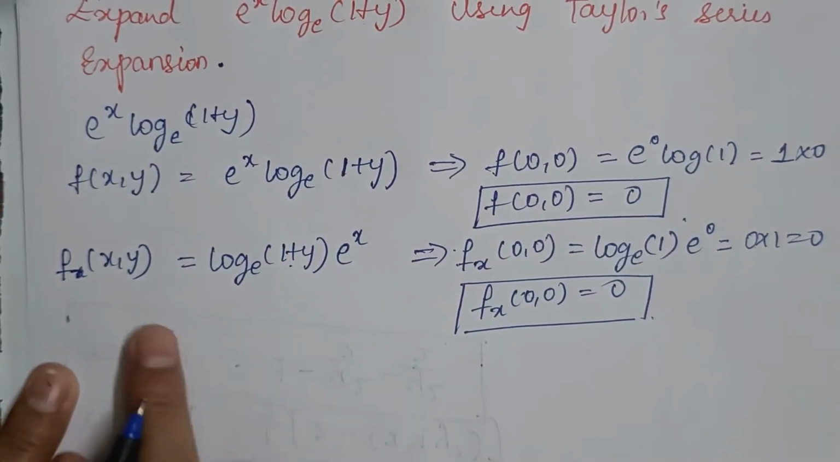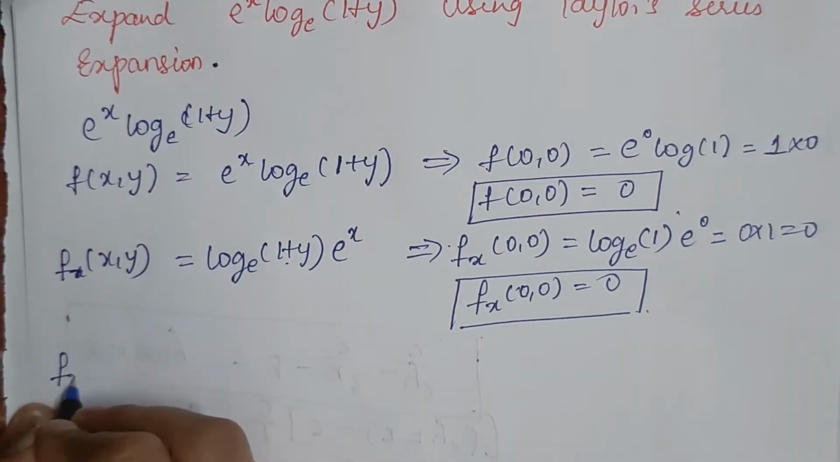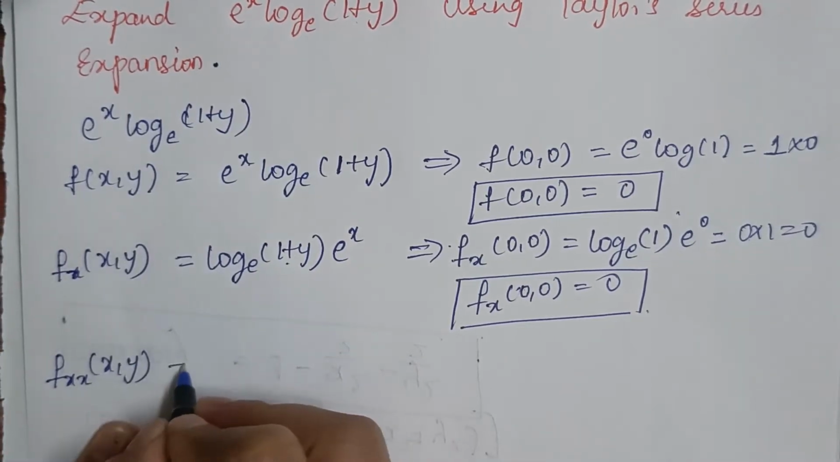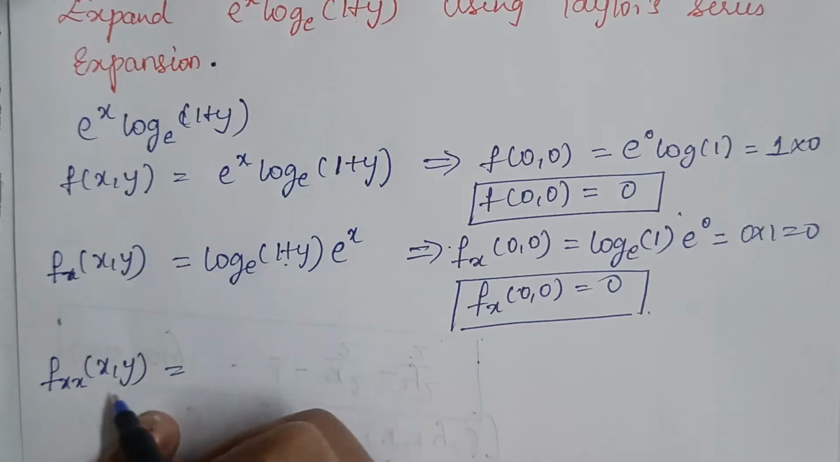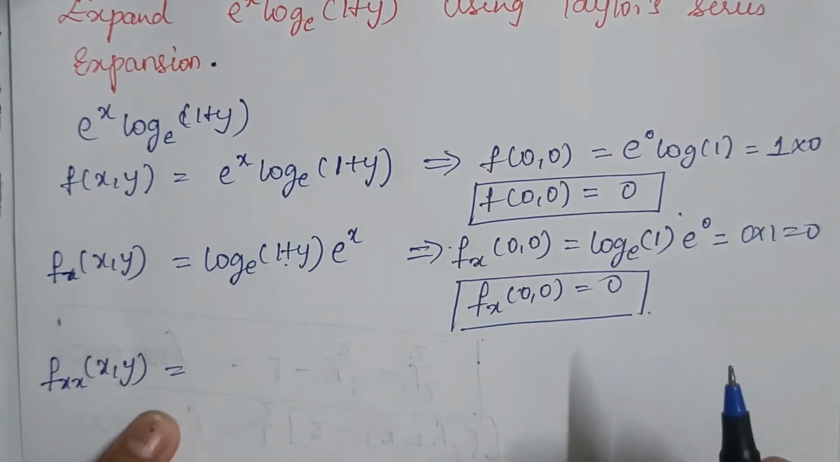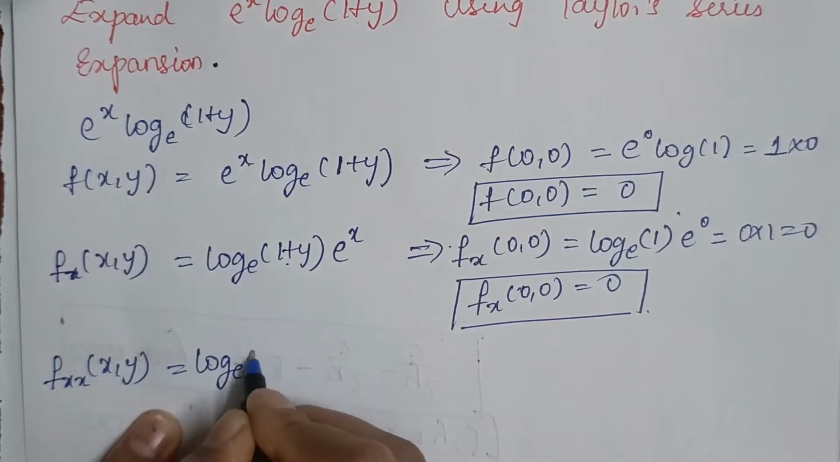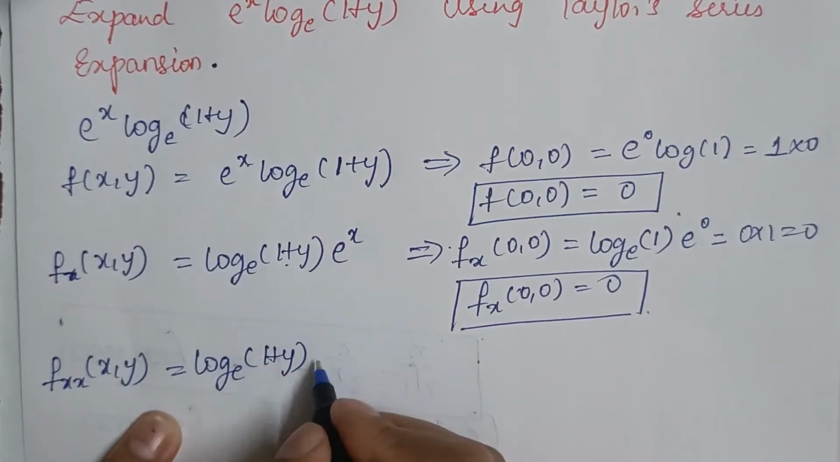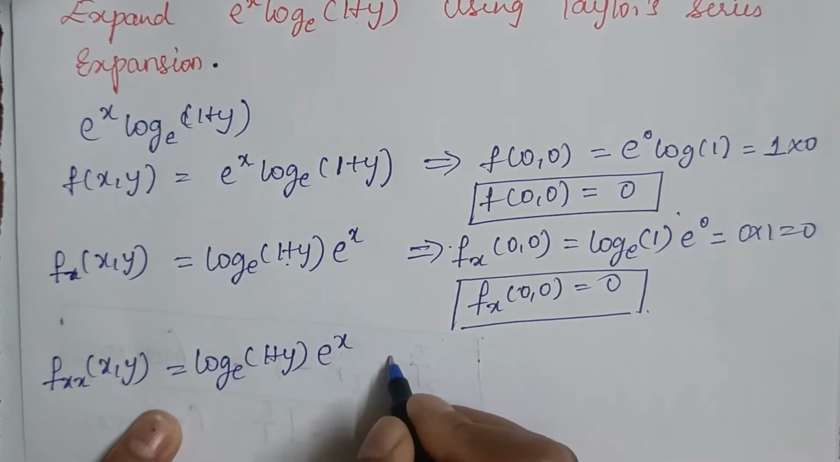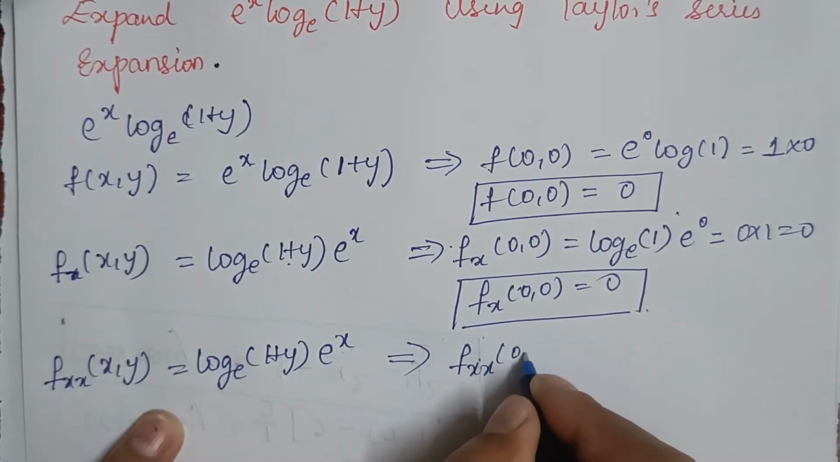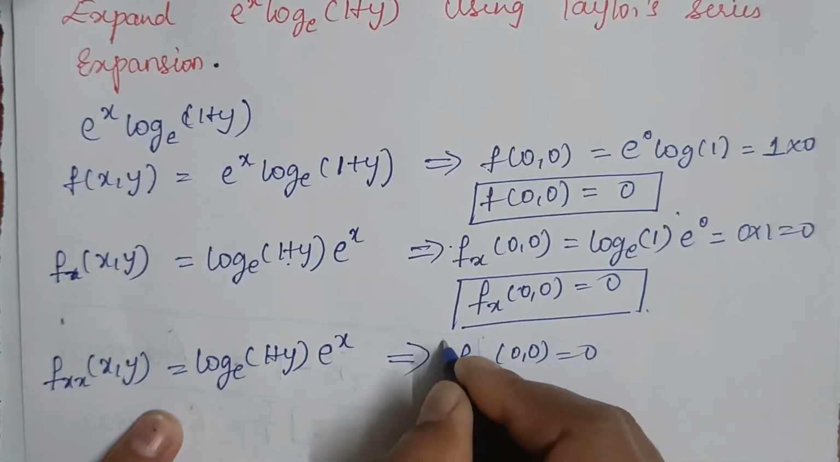Now we will find f suffix double x of x comma y, which is equal to, we will simply differentiate this again with respect to x. So this is again going to be constant and e power x as it is. So hence it is the same. So it is also going to be 0 only.